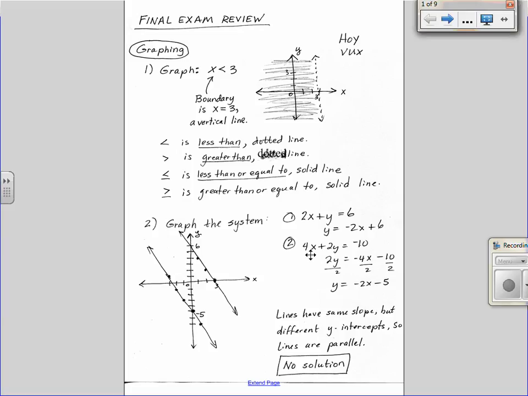Here I've taken the second equation, and when it's solved into slope-intercept form, I've got y equals negative 2x minus 5. So negative 5 is my y-intercept, and again, I'm going down 2 and over 1. They have the exact same slope, but different y-intercepts, so the lines are just parallel. So when we talk about finding the solution set, there is no solution because they don't intersect.